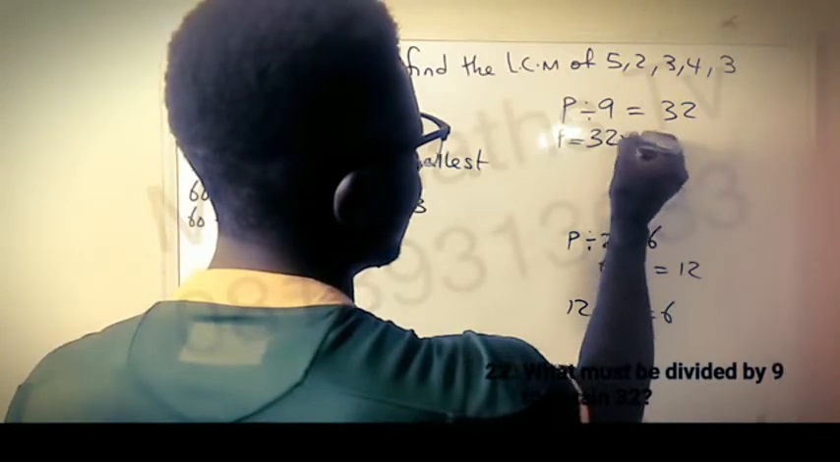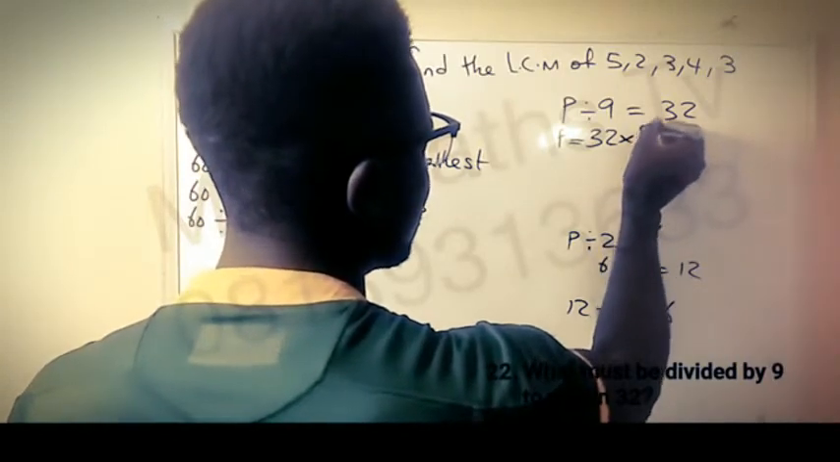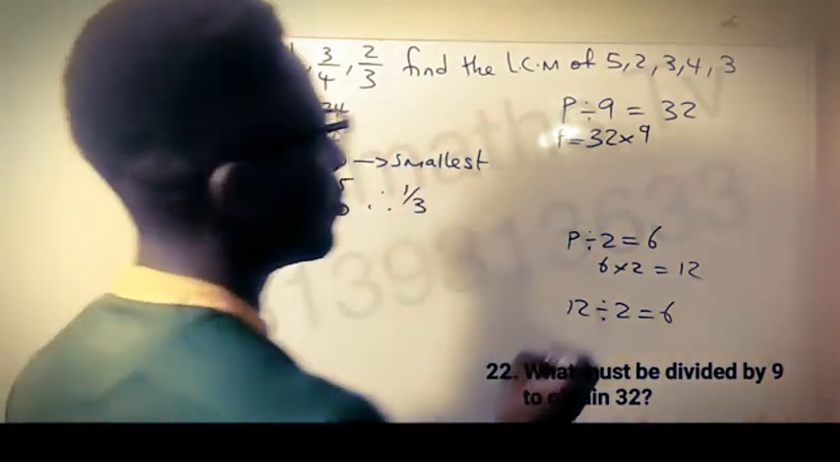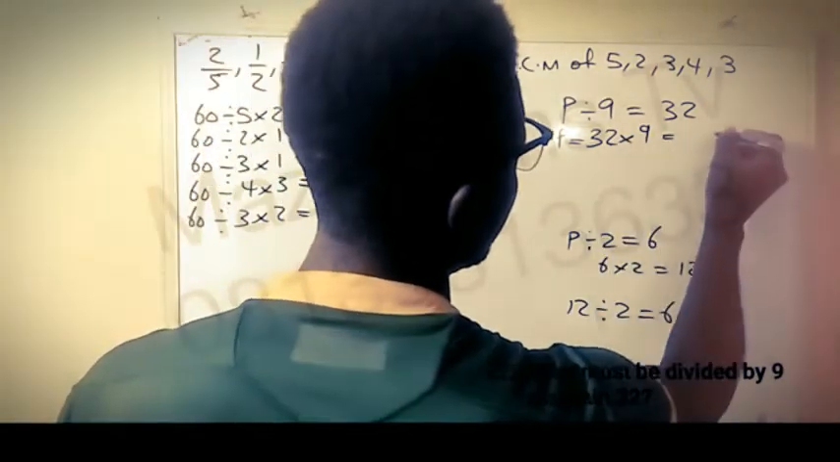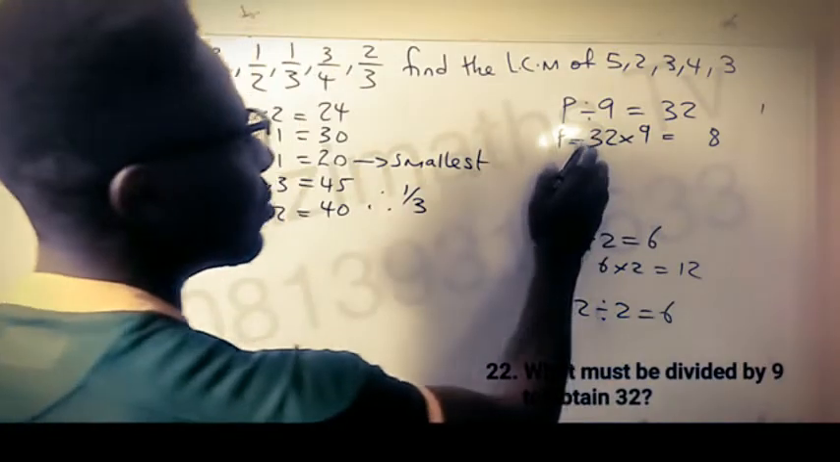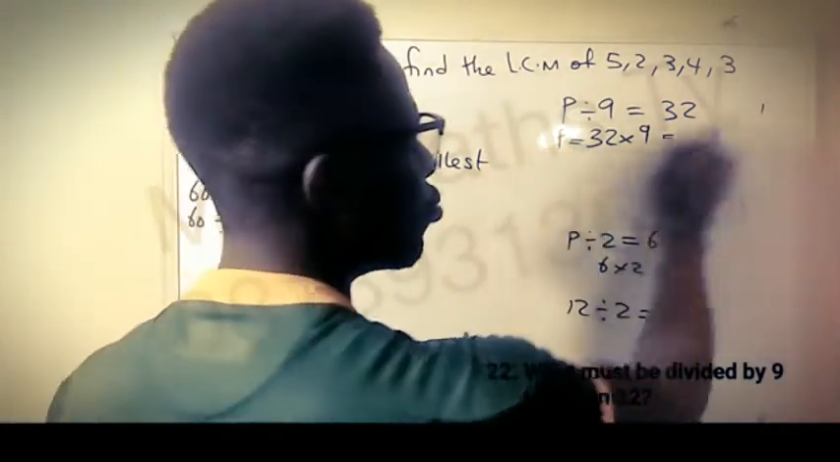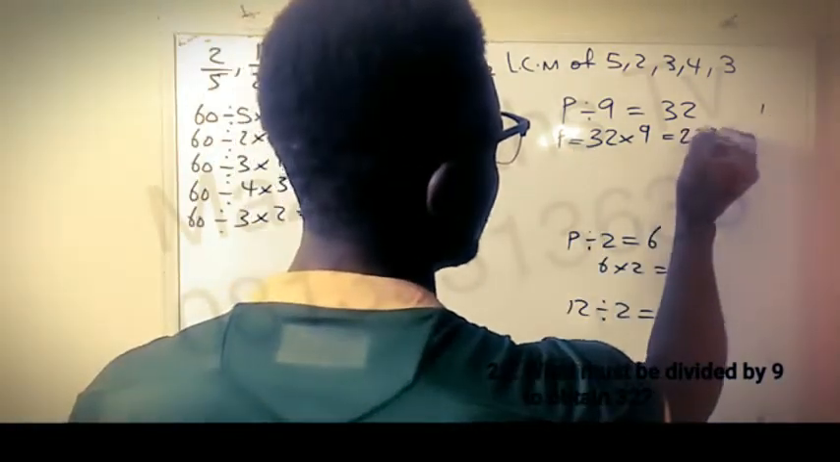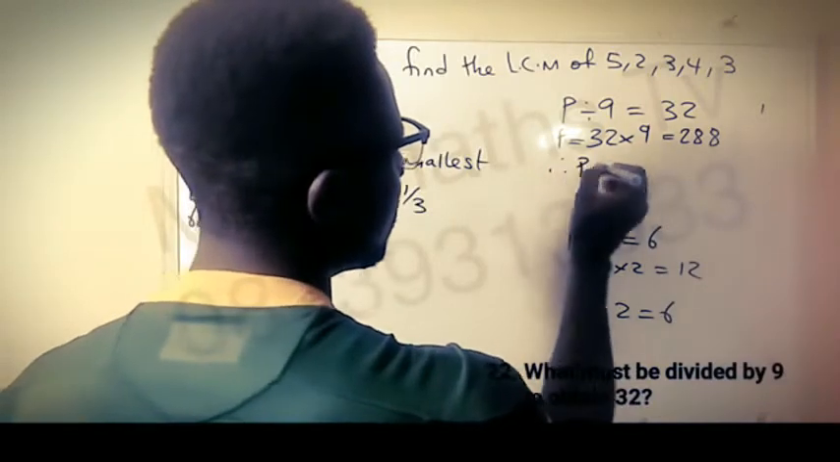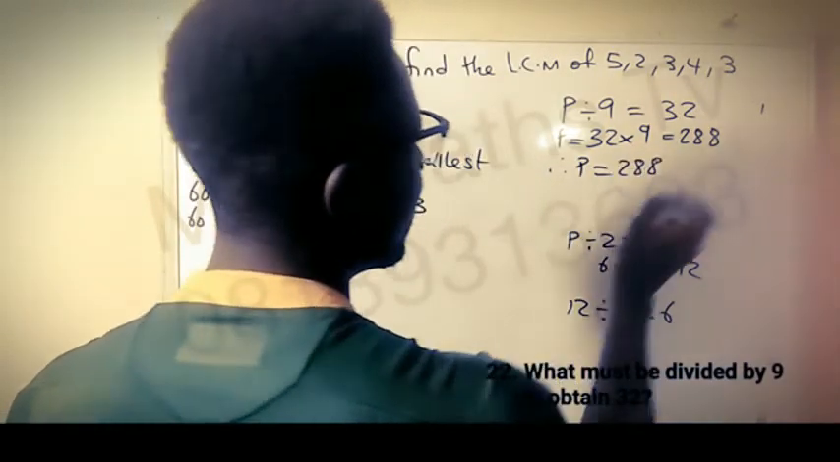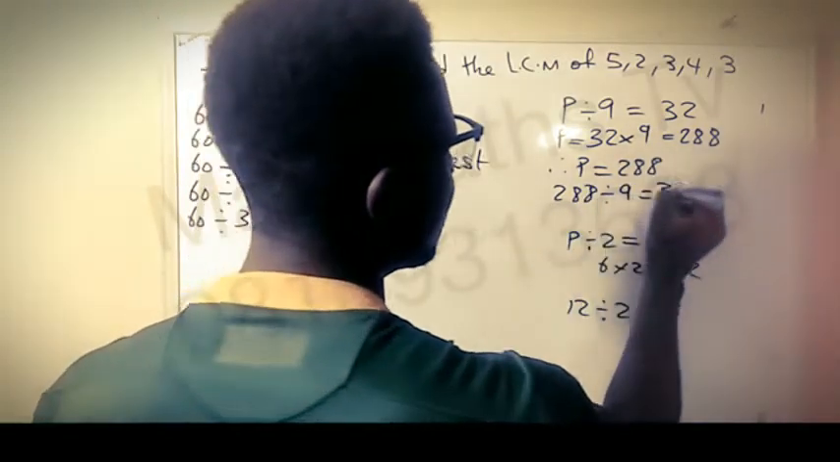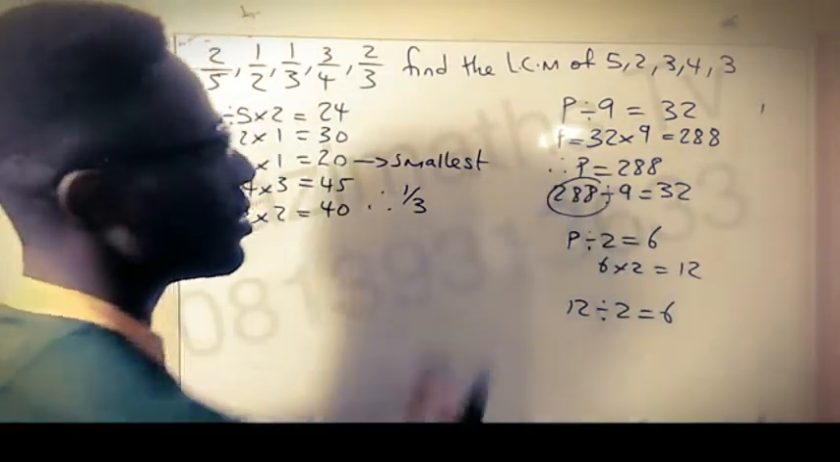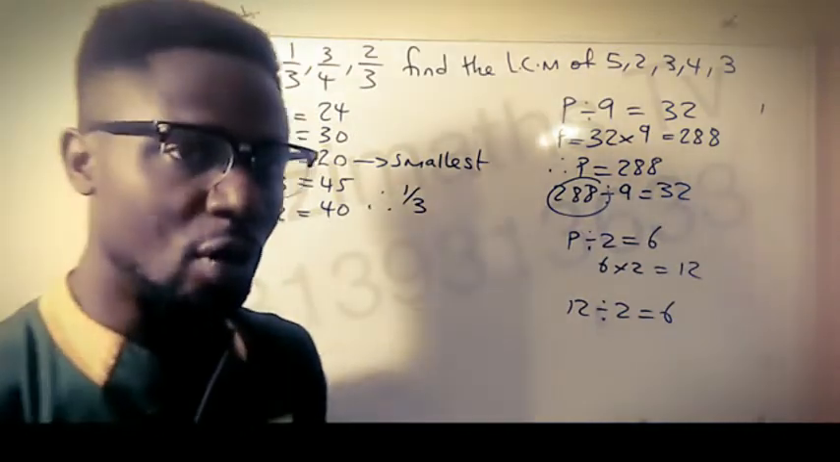So 32 times 9. So now let's multiply. 9 times 2, that is 18, 9 times 3, that is 27. 27 plus 1 will give you 28. So therefore P is what? 288, because if you divide 288 by 9, you will get 32. So 288 is our answer to that one.